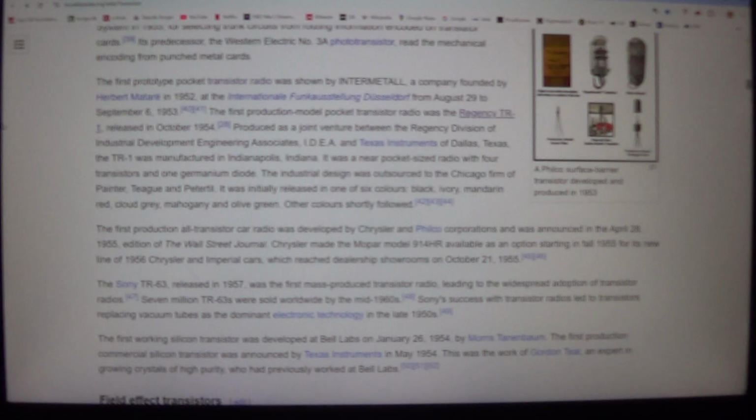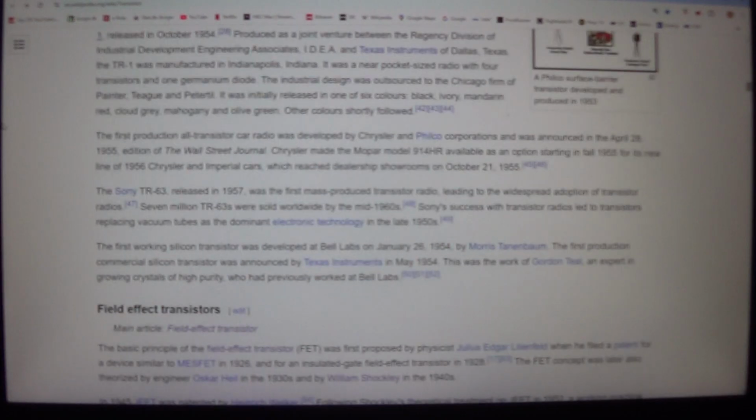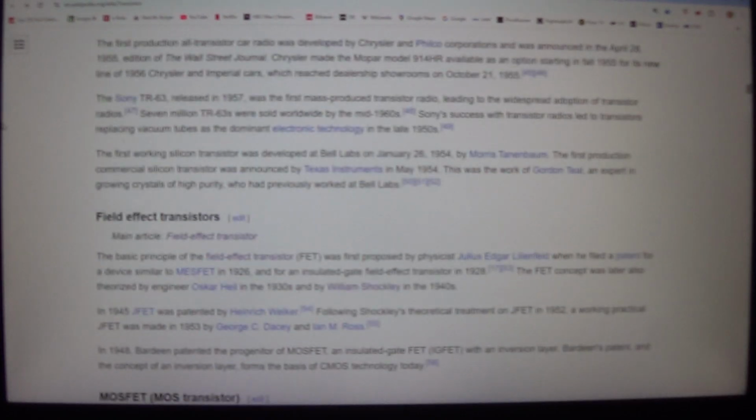It was a near pocket-sized radio with 4 transistors and 1 germanium diode. The industrial design was outsourced to the Chicago firm of Painter, Teague and Petertil. It was initially released in one of 6 colors: black, ivory, mandarin red, cloud gray, mahogany and olive green. Other colors shortly followed.